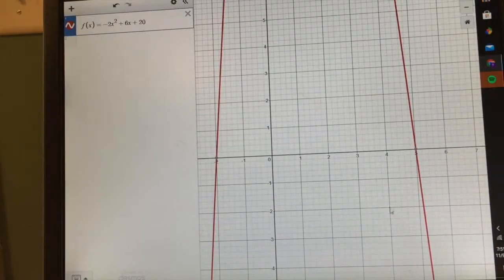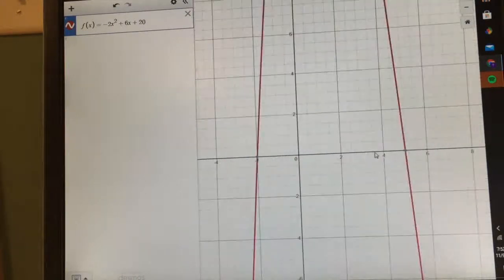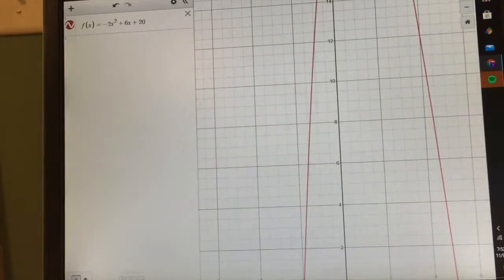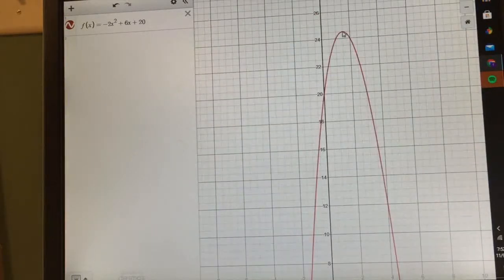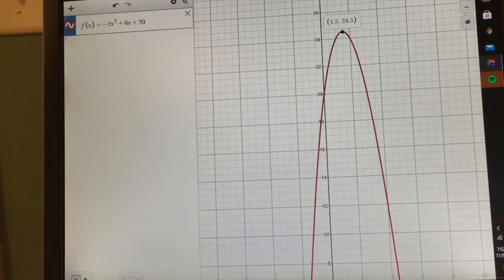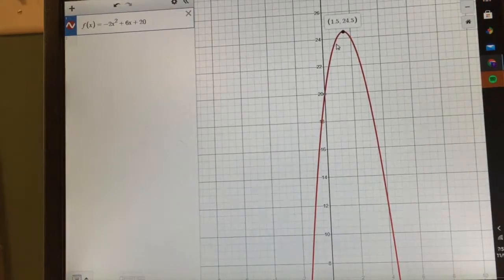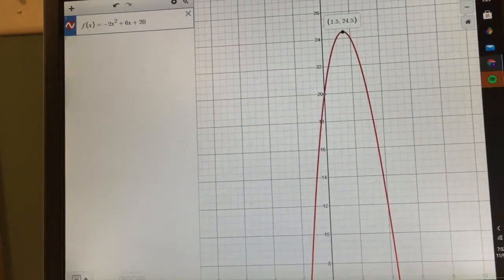This function is increasing whenever, as we move from left to right, our cursor is moving up. So it's increasing from the left of the vertex. And remember, our vertex was right here, where the x value is 1.5. So our function is increasing from the left of 1.5 until we get to 1.5. So from negative infinity to 1.5, our function is increasing, and then our function is decreasing to the right of 1.5. So that would be from 1.5 to infinity.